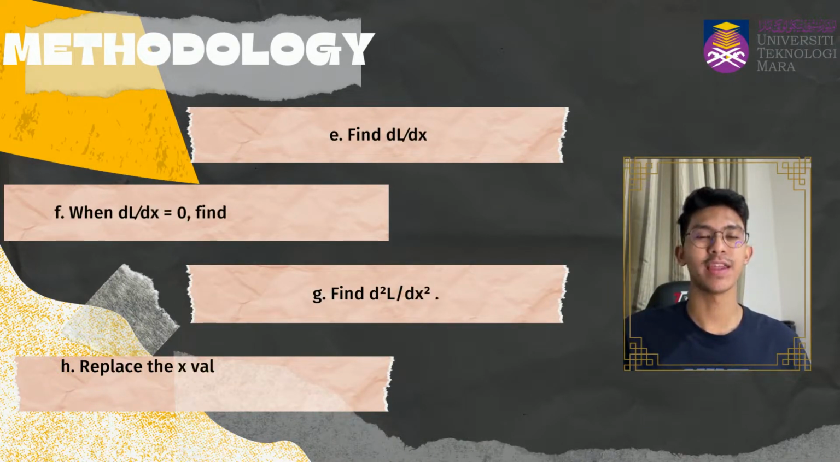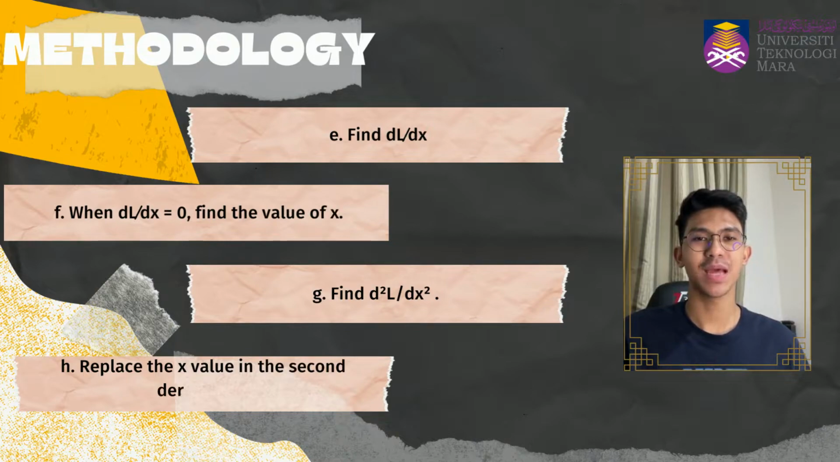Next, we move to another step. For step number 4, we need to find dL over dx. When dL over dx equals 0, we find the value of x. Then, we need to find d squared L over dx squared. For the final step, we replace the x value in the second derivative. Here is the step-by-step, or what we call a methodology, before we answer the question.